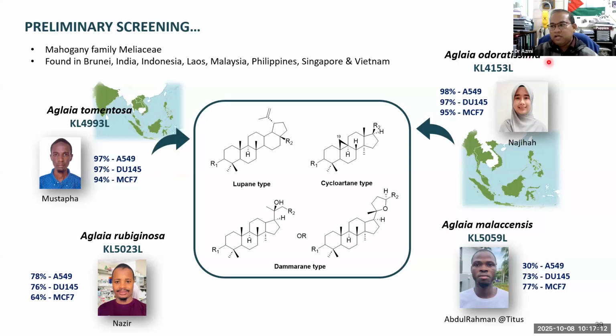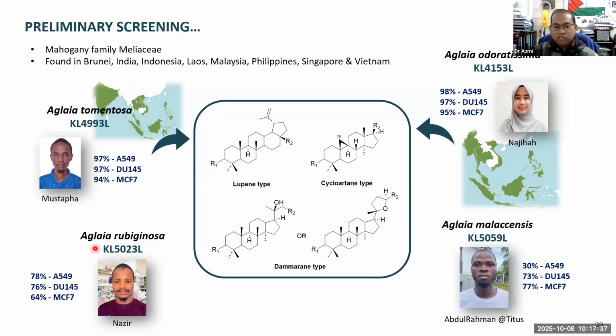This is a new plant with no publication yet, so it's a good exploration for us. Right now we have managed to isolate around 22 compounds with new skeletons, and 11 already solved. We are keeping quiet about this one, and we hope to publish the results at the beginning of next year. Another one, Nazir, is a very good student.